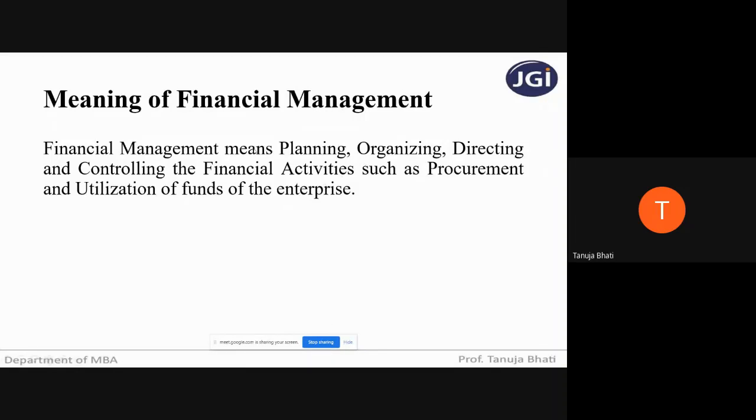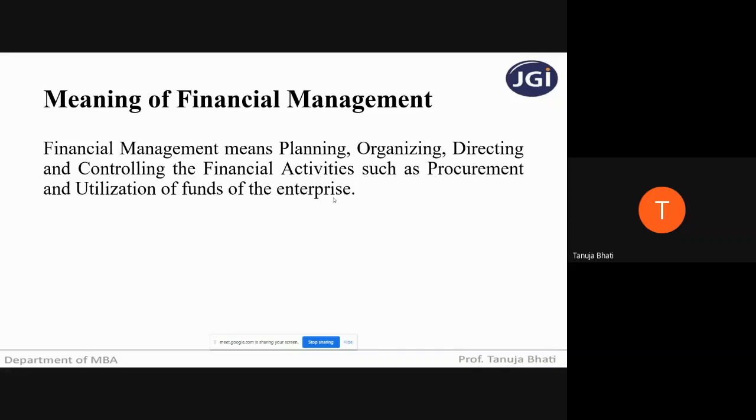So financial management has two aspects, students: procurement of funds and utilization of funds of the enterprise. In simple language, financial management is a managerial activity which is concerned with planning, organizing, and controlling all the firm's financial resources. This is the meaning of financial management, with only one intention: to achieve the overall goal of the business enterprise.